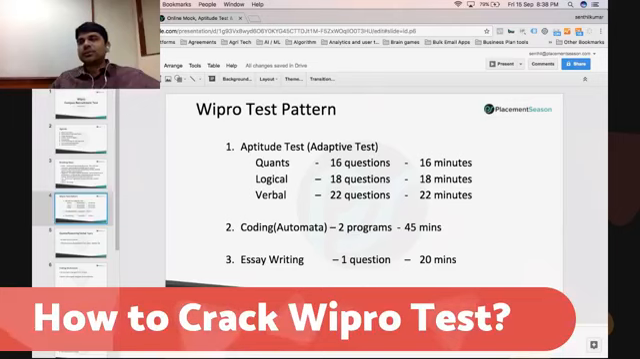That's a programming round. You'll be given 2 programs and 45 minutes to write them. The third round is essay writing, where you will be given 1 topic on which you need to write an essay, and you will have 20 minutes. So this is the test pattern of Wipro: an adaptive test conducted by Aspiring Minds, then coding, where Automata is the coding platform of Aspiring Minds with 2 programs, and then essay writing. All these rounds are elimination rounds, so you'll have to perform well in all 3 rounds to move to the next stage.